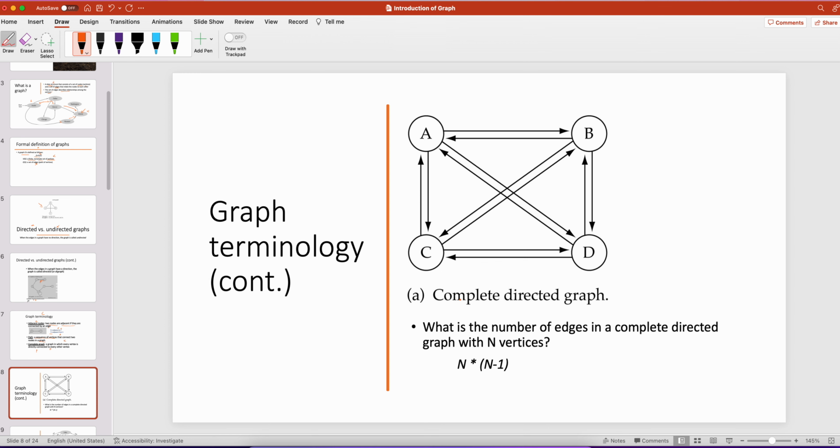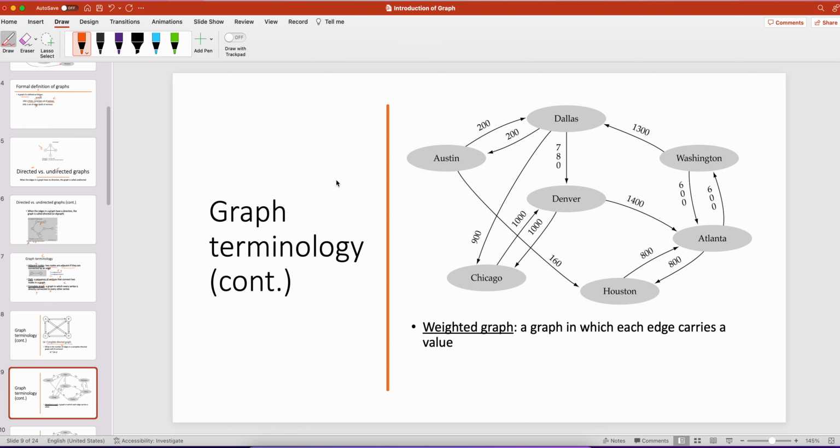After that, we call it the complete directed graph. We can easily see how to count the number of edges. It is n times n minus 1. And after that, what we call the weighted graph. This is easy to understand because from one location to another location there should be different distances. For example, from Austin to Dallas, it is 200, is it?